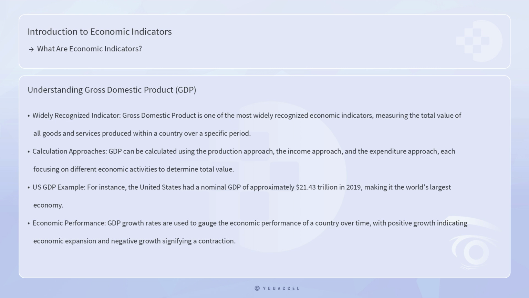For instance, the United States had a nominal GDP of approximately $21.43 trillion in 2019, making it the world's largest economy. GDP growth rates are used to gauge the economic performance of a country over time. Positive GDP growth indicates economic expansion, while negative growth signifies a contraction.